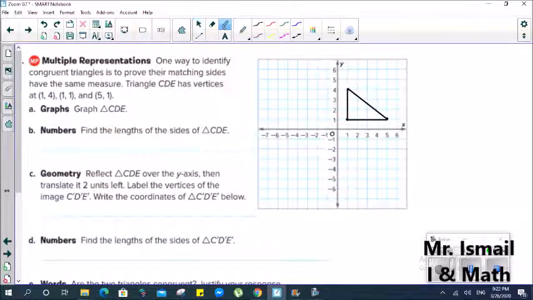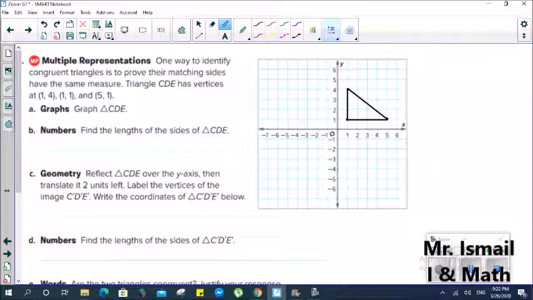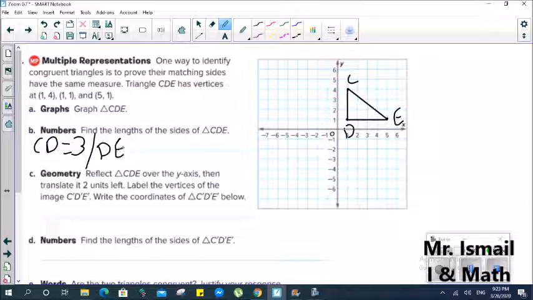CDE. This C and this D, and here we have E. So CD, the length of CD, how many squares do you have? 1, 2, 3. 3 units. DE, how many squares do you have? 1, 2, 3, 4. 4 units.